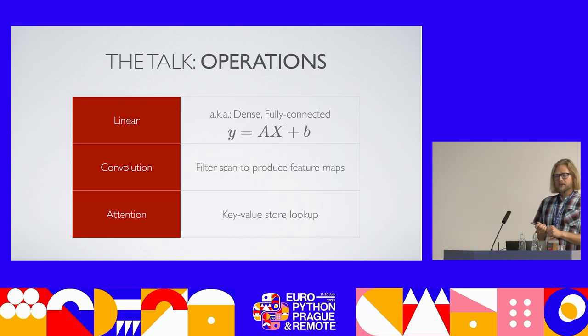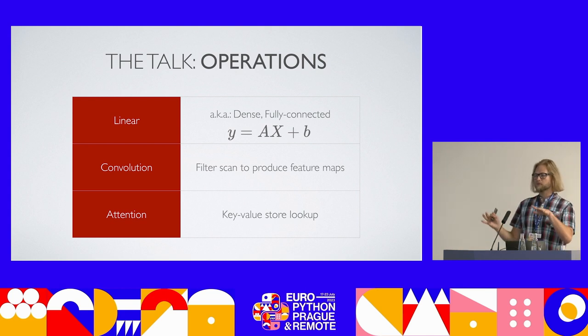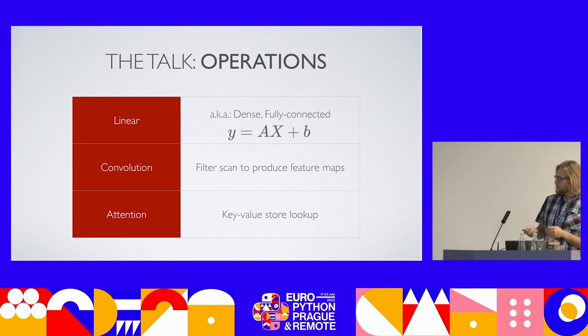The key operations that are part of the neural networks that contain the actual weights that the networks are learning are primarily three in this talk.